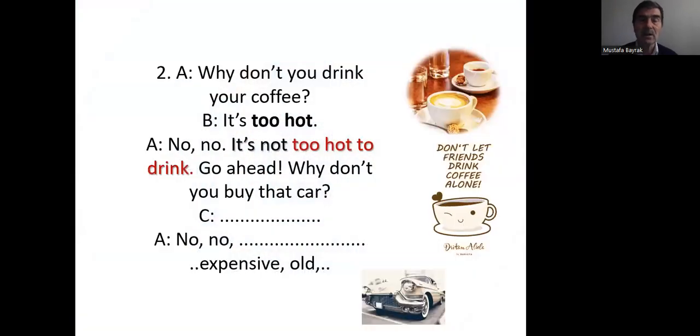Let's practice them now. Let's remember too. Why don't you drink your coffee? It's too hot. No, it's not too hot to drink. Go ahead. Why don't you buy that car? It's too expensive to buy. No, it's not too expensive to buy. As I said before, we can use them in positive and negative sentences and in questions.